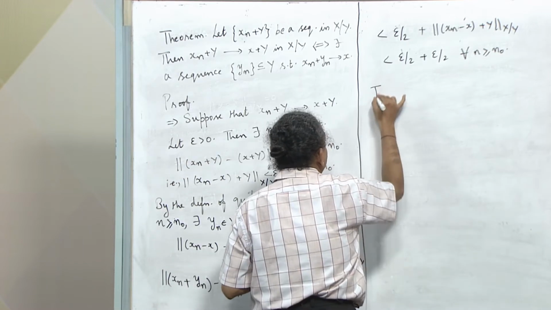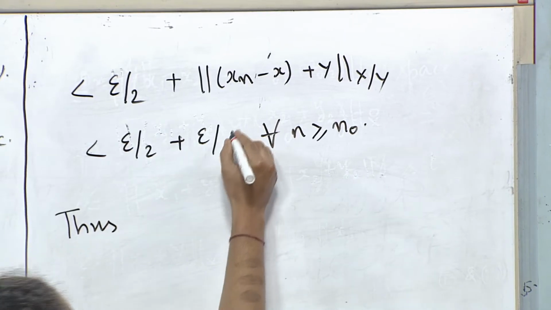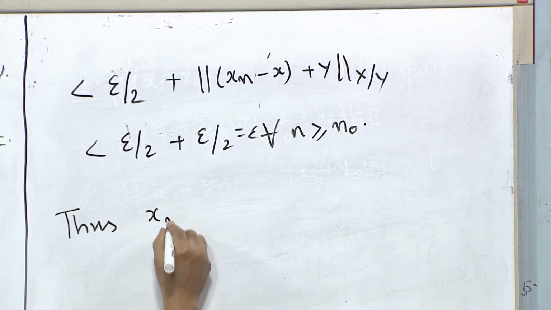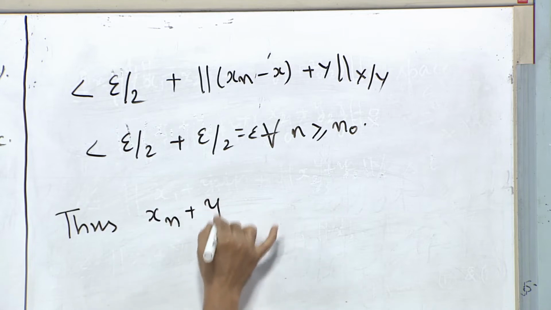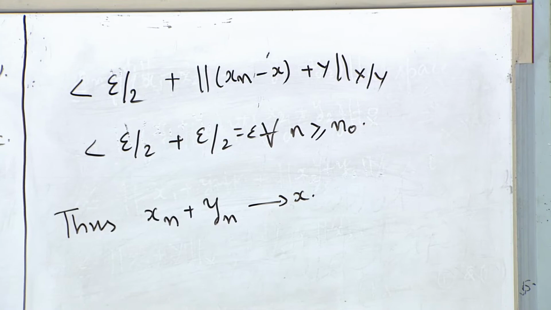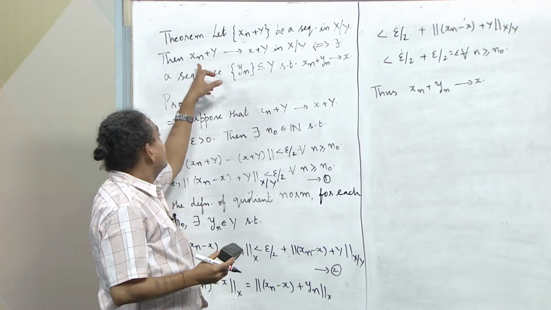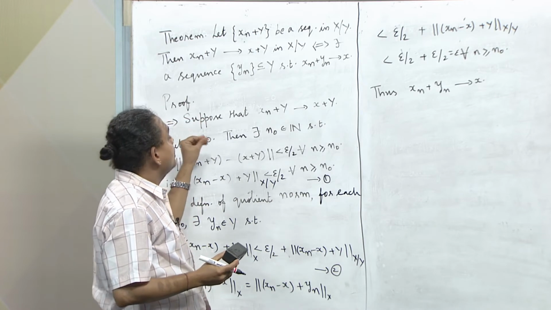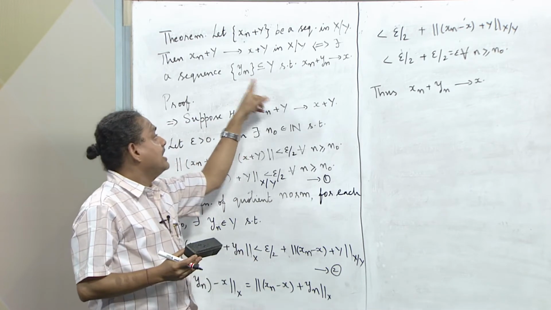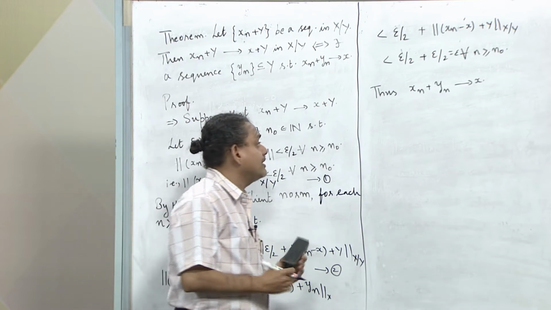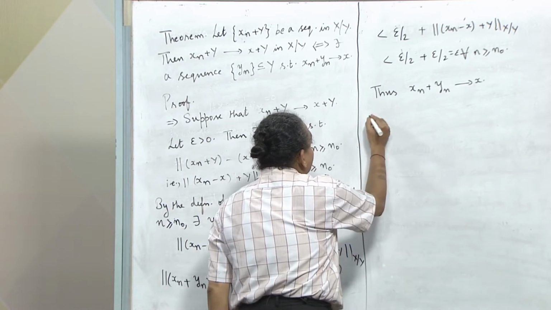So, thus, in fact, this is equal to epsilon, that is it. So, thus x n plus y n converge to x, right. So, once you have a sequence x n plus Y converging to x plus Y in the quotient norm, you get a sequence y n in Y such that x n plus y n converges to x. So, this part we have seen. Now, let us go to the backward part.